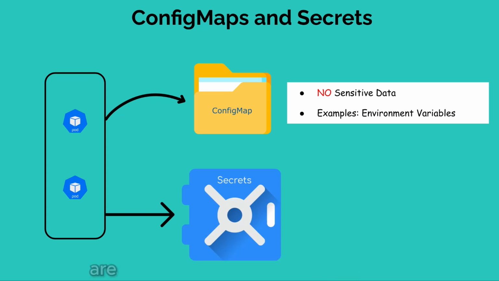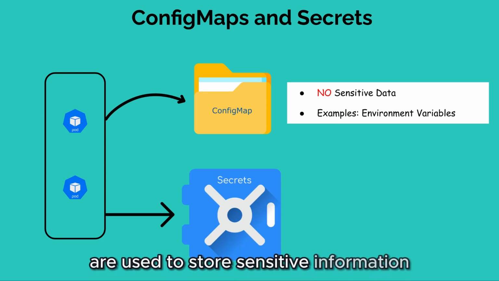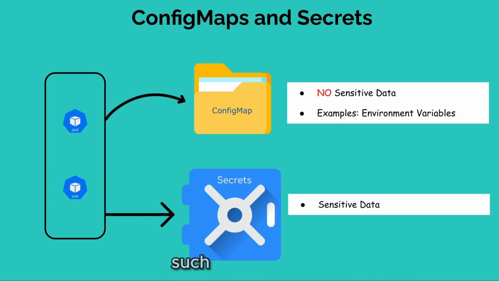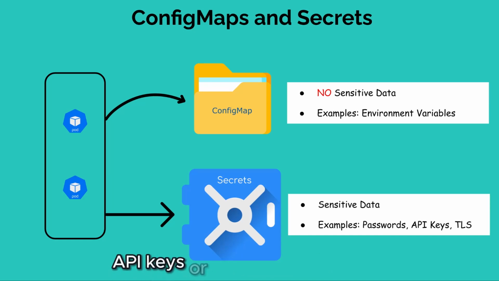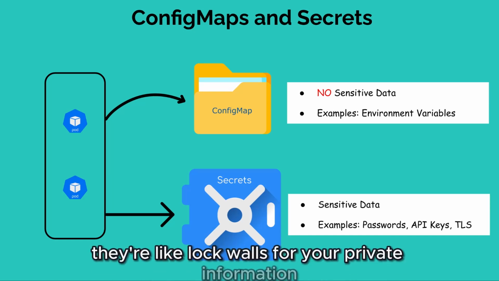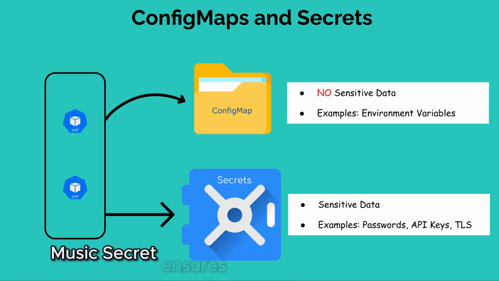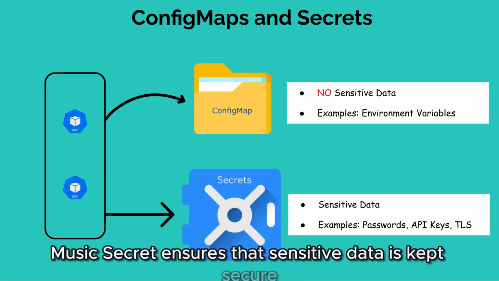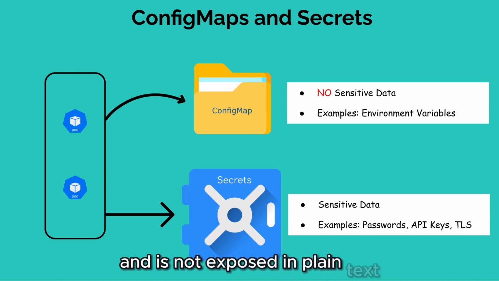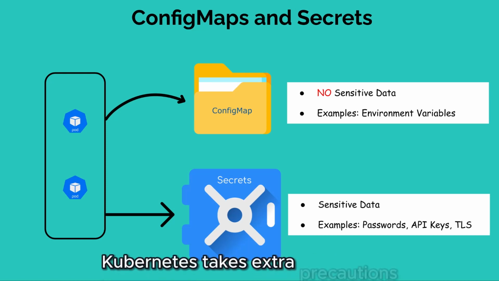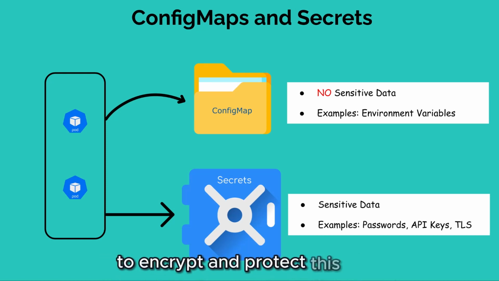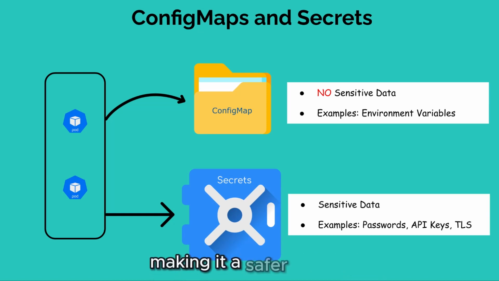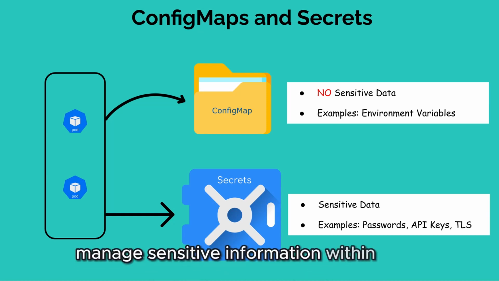Secrets, on the other hand, are used to store sensitive information in a Kubernetes cluster, such as passwords, API keys, or any confidential data. They're like locked vaults for your private information. Using secrets ensures that sensitive data is kept secure and is not exposed in plain text. Kubernetes takes extra precautions to encrypt and protect this data, making it a safer way to manage sensitive information within your applications.